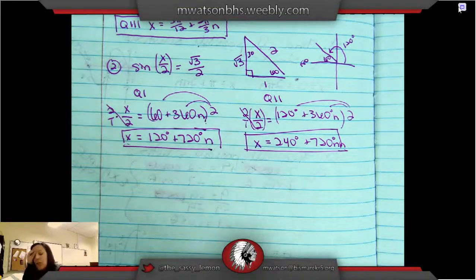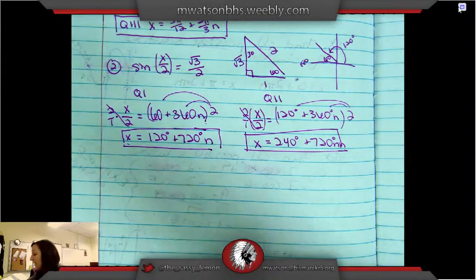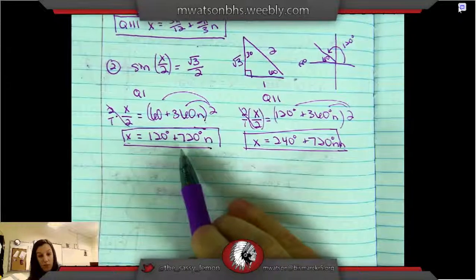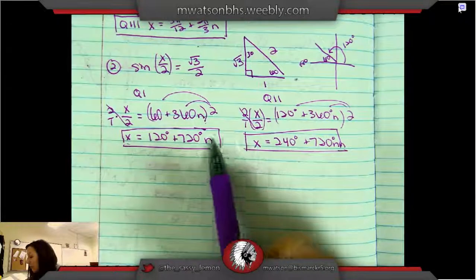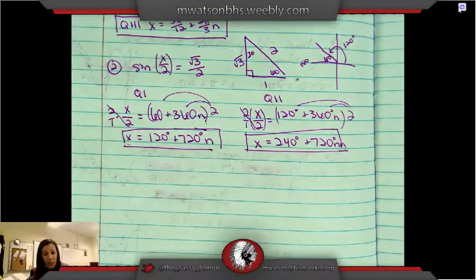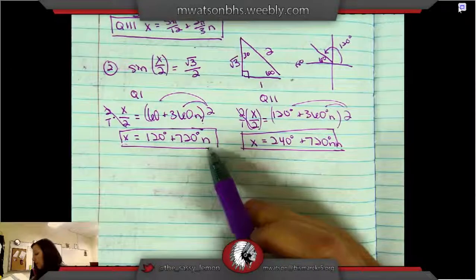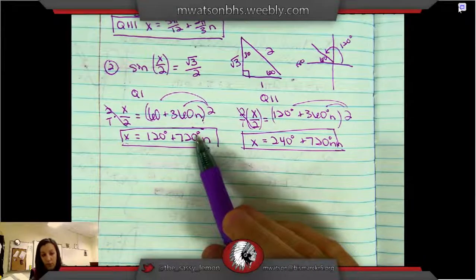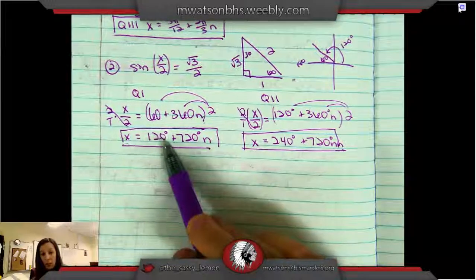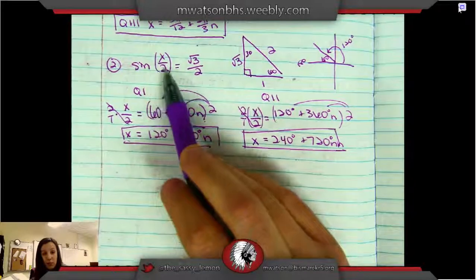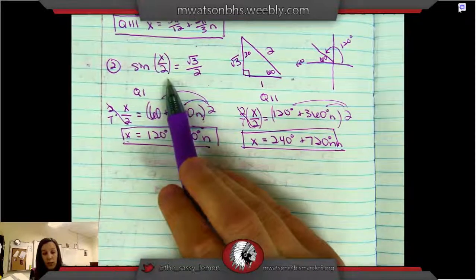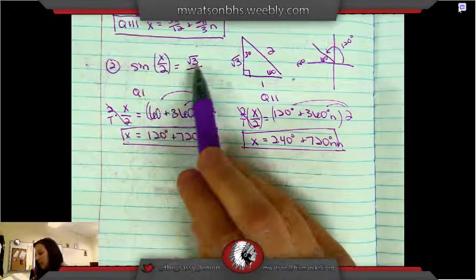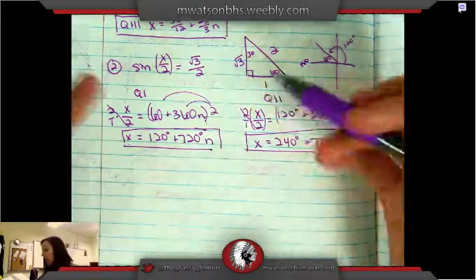Well, let's just pretend for a second that we want to use the solution. Here's how it works. You would choose a number for n. Let's just make it 0, make it easy. So 0 times 720 is 0. So our x equals 120. Then to check it, we'd plug it into the formula. Well, sine of 120 over 2 is sine of 60. And we all know sine of 60 is square root of 3 over 2. Voila, it makes our equation true.